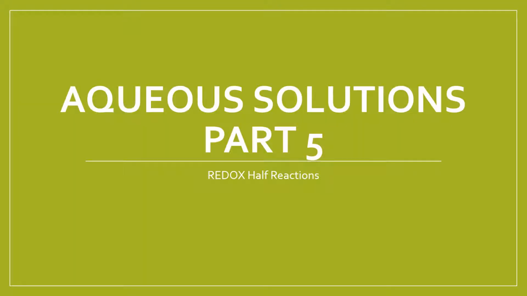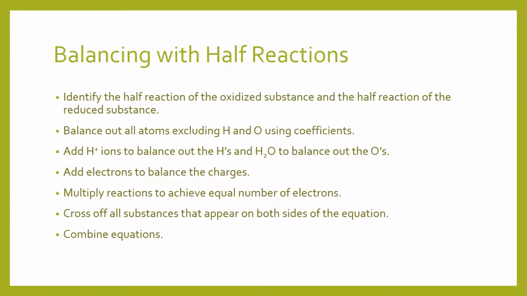Today we're going to take a look at aqueous solutions part 5. In our last PowerPoint, we looked at balancing redox reactions as if they were typical chemical reactions. Sometimes this will work. However, sometimes we may not know all of the parts of the reaction and we'll need to figure that out. In order to do that, the first step is to identify the half reaction of the oxidized substance and the half reaction of the reduced substance.